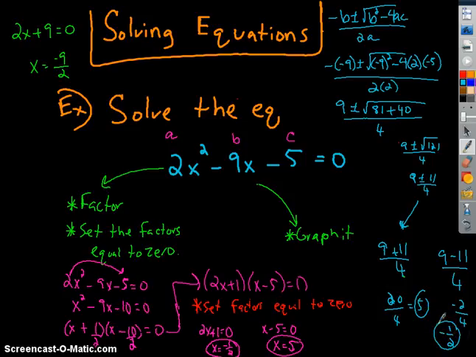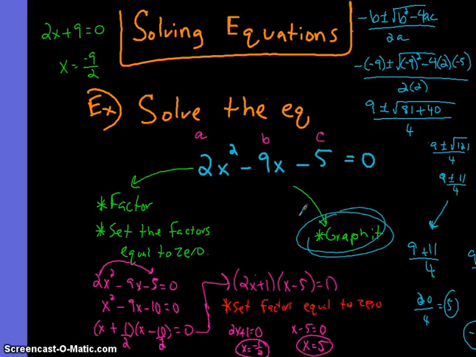So again, my solutions are the same as I got at first: 5 and negative 1/2. With the quadratic formula, it's still 5 and negative 1/2. So either way it worked if it's a quadratic equation. And the third way we can actually solve it is graphing it. So I need to make some space here.